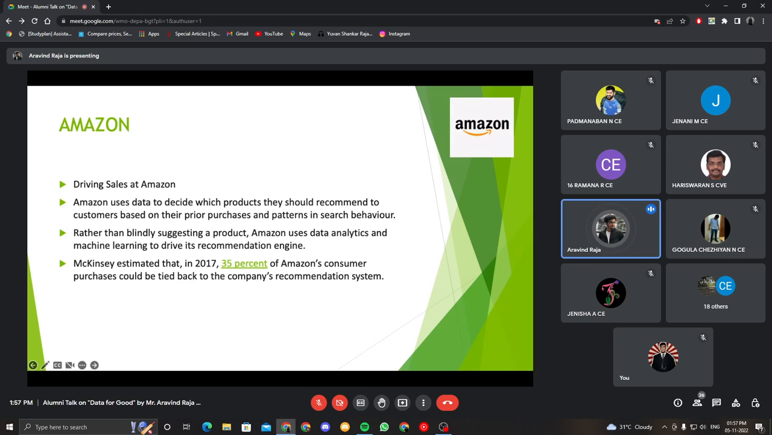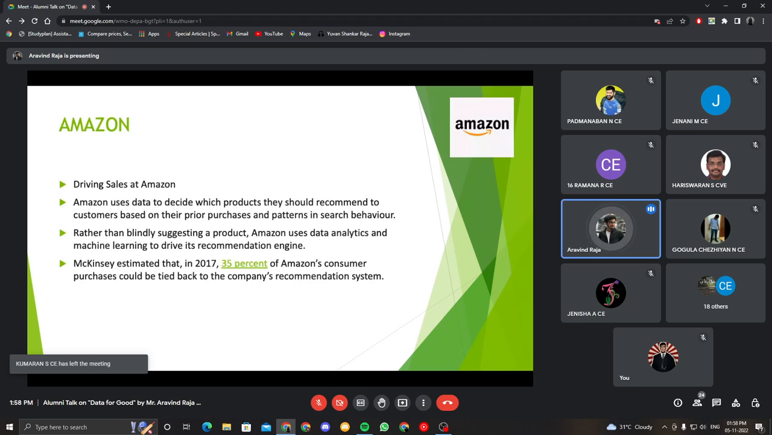And in 2017, McKinsey, an analytical firm for big companies, said that 35% of consumer purchases are tied back to the company's recommendations, which means that out of 100, 35 people are using that recommendation to buy an extra product which they did not plan to buy before. So there is a 35% increase in the business, obviously, which is going to reciprocate as an increase in income for that company, revenue basically.